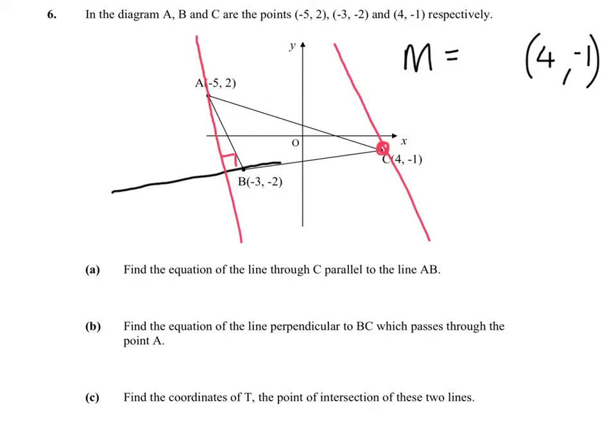And M, the gradient of the line, well, we're told that this line that we're looking for is parallel to the line AB, which is this one on the side of the triangle, which means that we can work out the gradient of this line. It will be the same as the one we're looking for. Fortunately, we know points A and B, which means we can work out the gradient of AB fairly easily. So we'll do that now.